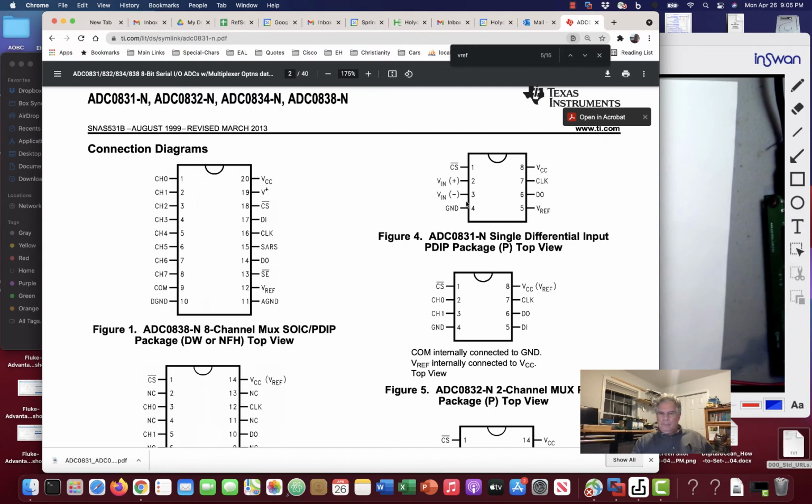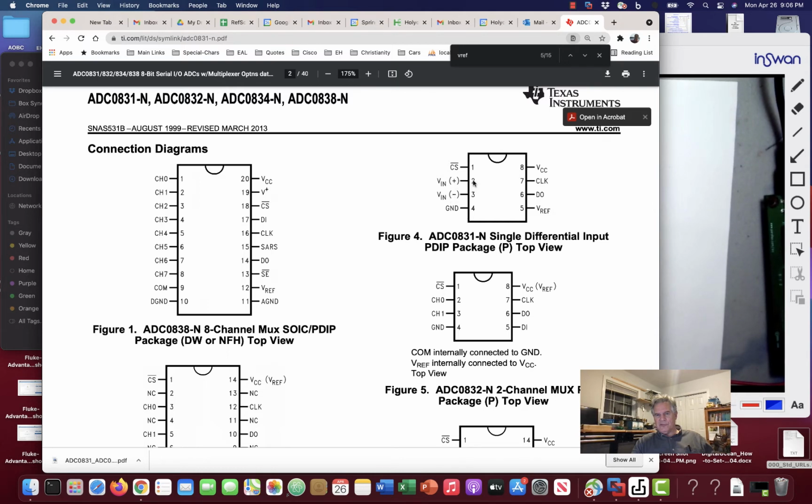All right. Of course, we have ground and power, 5 volts here. We also have a signal called a clock. That's how we're going to tell the device to give us each bit on this DO, or data out pin. VREF sets the maximum value for the analog to digital conversion, and so VREF is connected to VCC because we're going to 5 volts. VCC is 5 volts and this ground is 0.